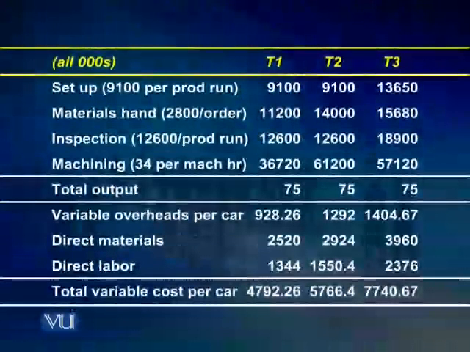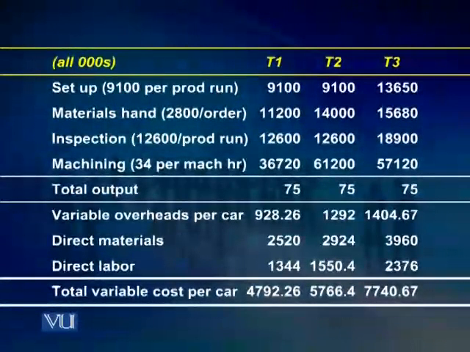So let's take the example of T1. The setup cost, if you look at the cost driver and reduce it by the percentage 30% as given, then the new setup cost driver rate becomes 9,100 per production run, and there are 1,000 production runs for T1. So the setup cost is 9,100 in thousands for T1. We look at the example of T1, and T2 and T3 are similar and they can follow.